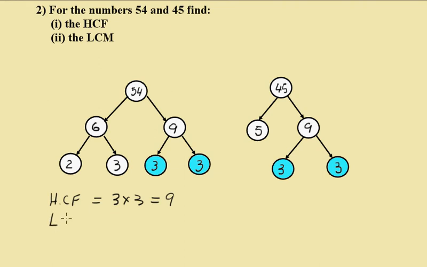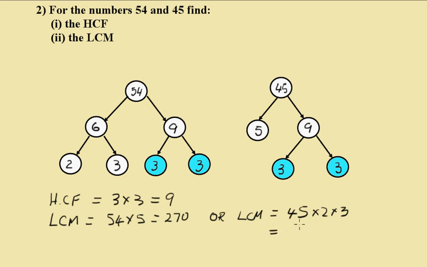Now the lowest common multiple is simply equal to, we'll take this 54 multiplied by the prime number which is left over, which is 5, and 54 times 5 is 270. Or you could have done the lowest common multiple is equal to 45, starting with this number over here, multiplied by 2 times 3, or the 6 above it, and 45 times 6 gives you again 270. Alright, and that will work for all numbers using that little factor tree.